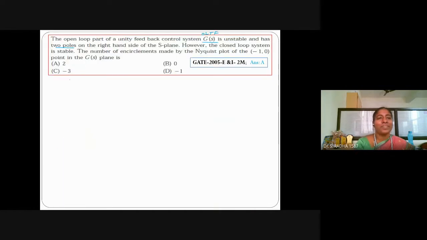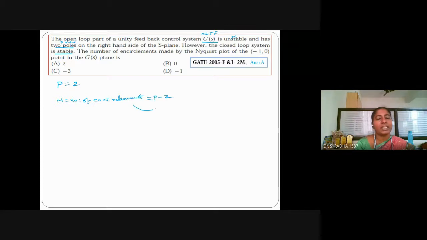Okay, P value is given. However, the closed loop system is stable. Here P value is given because they have given the open loop transfer function. We don't want this factor. We want only that the closed loop system is stable, which means N, the number of encirclements, is equal to P minus Z.